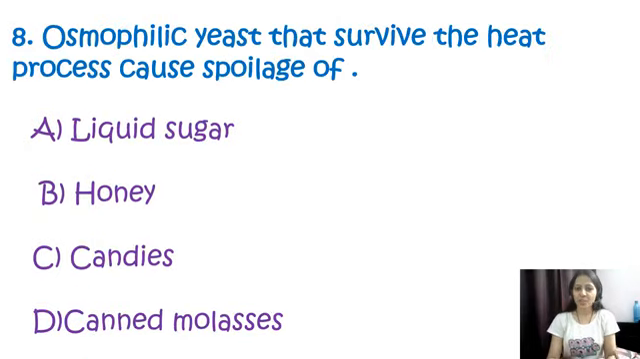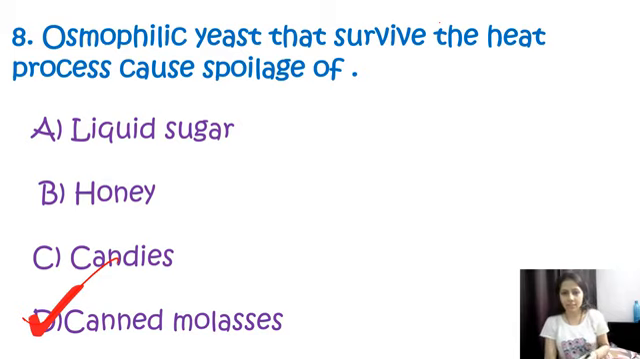So over here my correct option is D, that is all of the above. Question number 8. Osmophilic yeast that survive the heat process cause spoilage of. So options are liquid sugar, honey, candies, molasses. So over here my correct option is D, that is canned molasses. Now what is this osmophilic yeast? So these yeasts can thrive in a high sugar concentration environment.